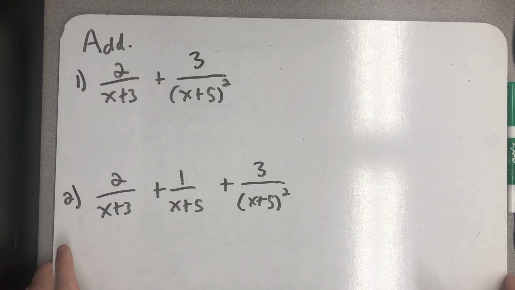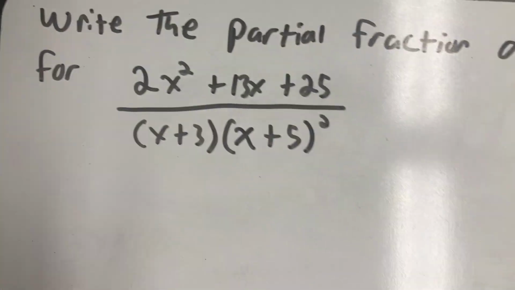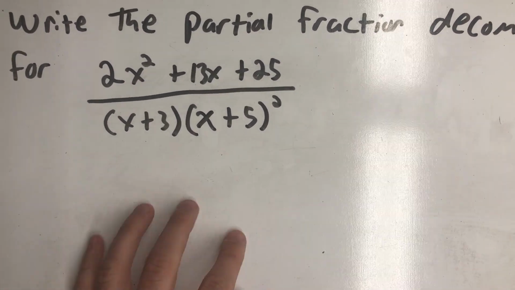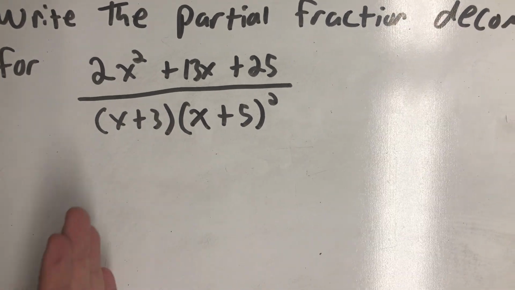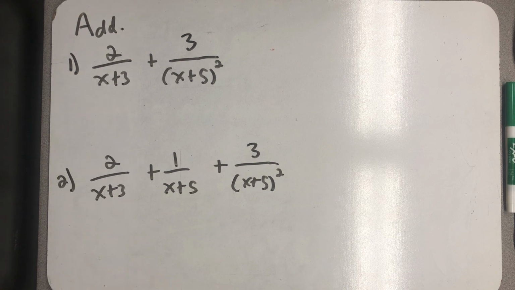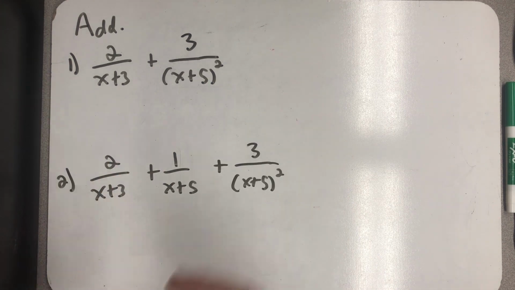In this video, I want to find the partial fraction decomposition of a rational expression, this rational expression. But I thought we'd start going the other direction. My goal here is to write this as the sum of three fractions. I thought we'd start by actually adding, going the other direction. So I'm going to do two different examples of adding rational expressions by finding a common denominator.